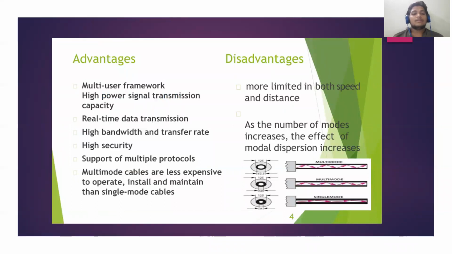Advantages. Advantages of optical fibers, single mode and multi-mode, are multi-user framework, high power signal transmission capacity, real-time data transmission, high bandwidth and transfer rate, high security, and support of multiple protocols. Multi-mode cables are less expensive to operate, install, and maintain than single mode cables. Disadvantages: they are more limited in both speed and distance. As the number of modes increases, the effect of modal dispersion increases. As you can see in the diagram, multi-mode and single mode.